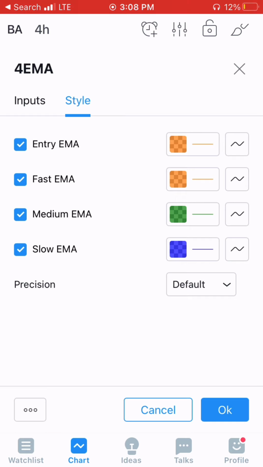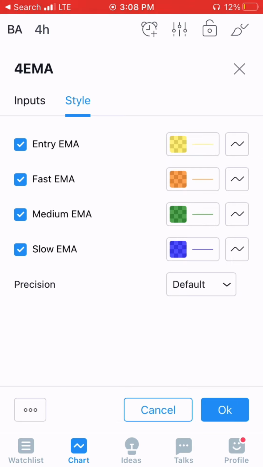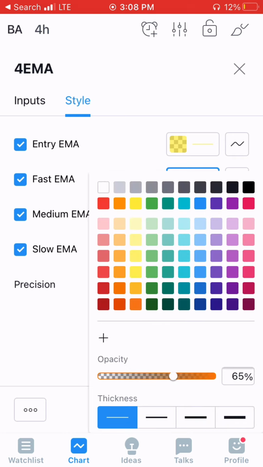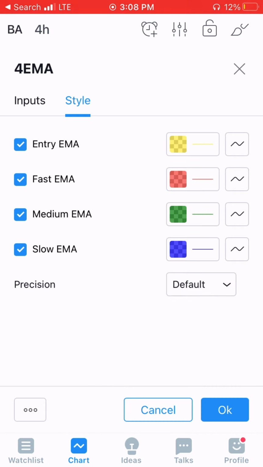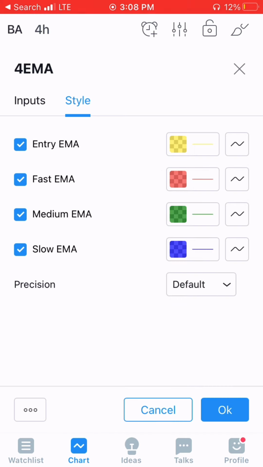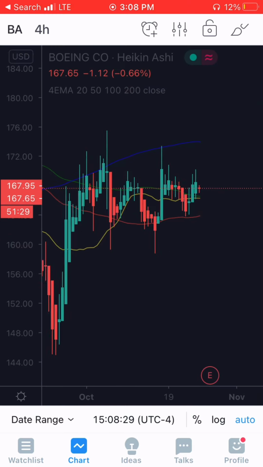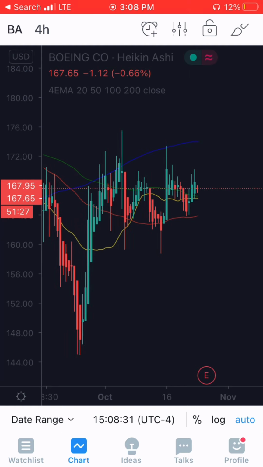So you see there, it says entry EMA, fast EMA, medium EMA, slow EMA. I like to change my colors. Entry EMA is actually the 20 EMA. It's one of the most important EMAs, which is exponential moving averages. It's how the price moves. As the price moves, these moving averages follow the price. The fast or entry EMA rather, the 20 EMA will move the fastest out of all of the moving averages.